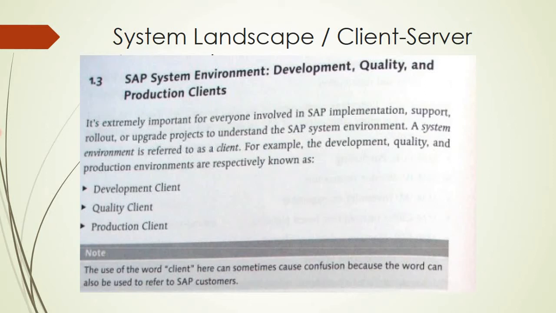Production is where users do entries. So these are the clients. Development is basically initially done by the IT team or the consultant team. Then those changes or implementation done by the consultant go to the quality client, and then it gets checked over here for integration testing and unit testing. Then it is moved to the production client.